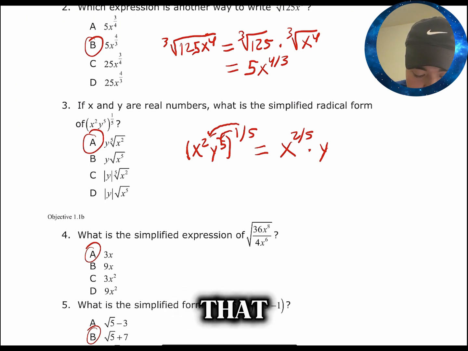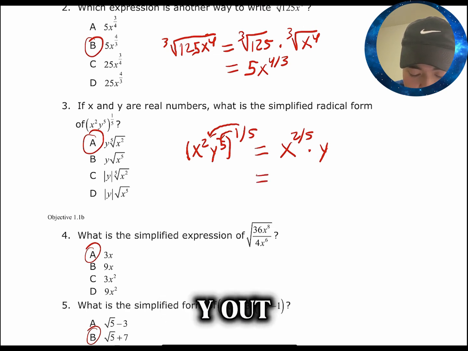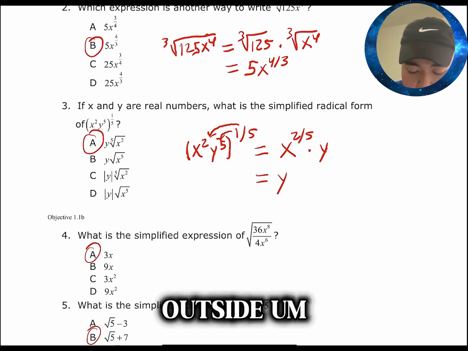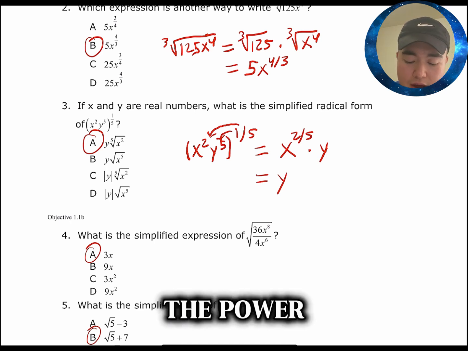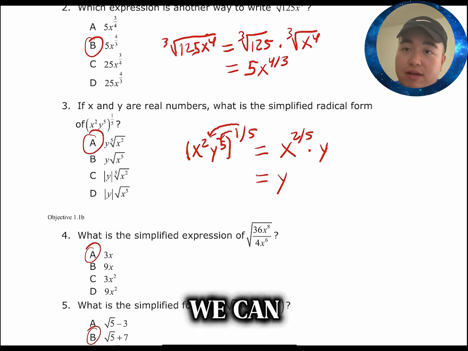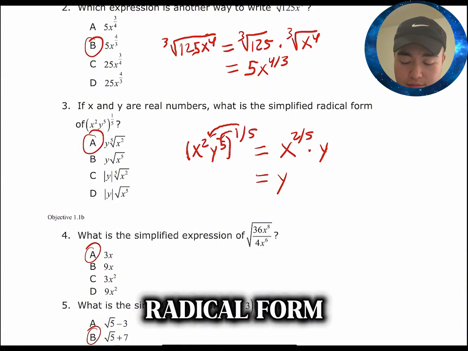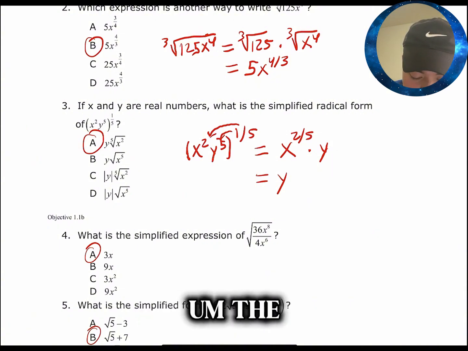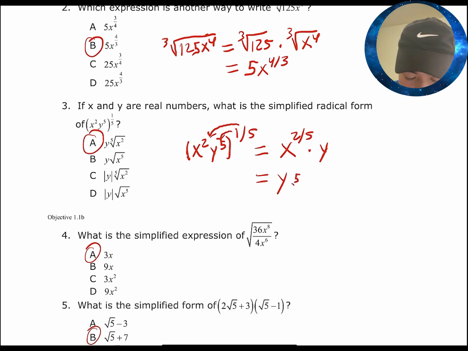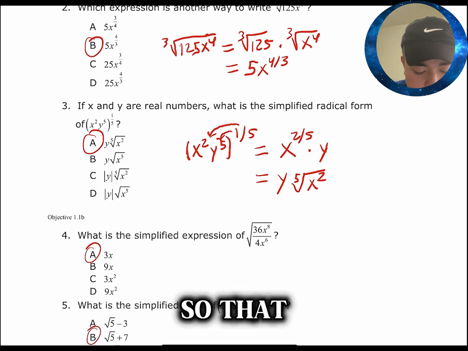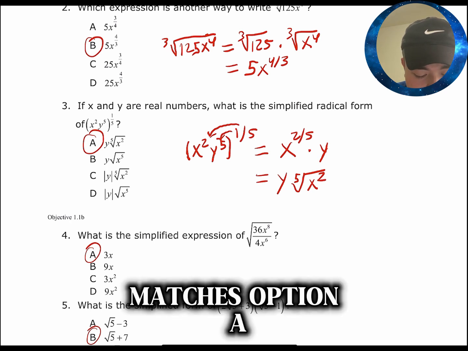And so with that, I'm going to write the y out on the outside. So it's just y times x to the power of 2/5. Again, we can write that in radical form. So that is just y times the 5th root of x squared. So that matches option A.